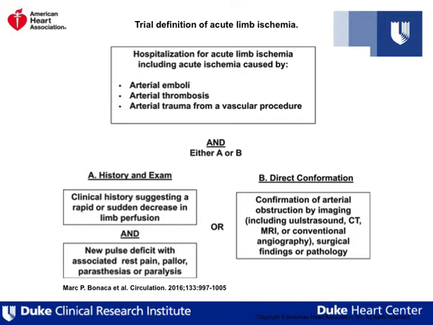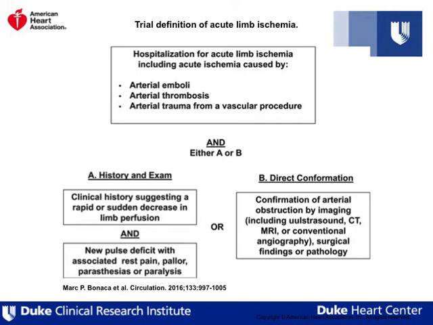Because acute limb ischemia is something that hadn't been talked about as much before this publication, I think it's important to define it. So it's going to be something that you see more and more often over the coming years. So acute limb ischemia hospitalization was defined by arterial emboli, arterial thrombosis, or arterial trauma from a vascular procedure. And it required one of two things typically: a history that was suggestive of an acute or rapid sudden decrease in perfusion, and a new pulse deficit, something on physical exam that prompted an adjudicator in the CEC to say that this is acute limb ischemia.